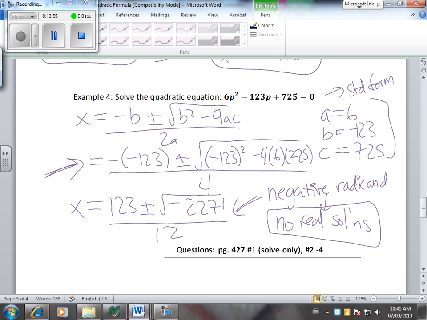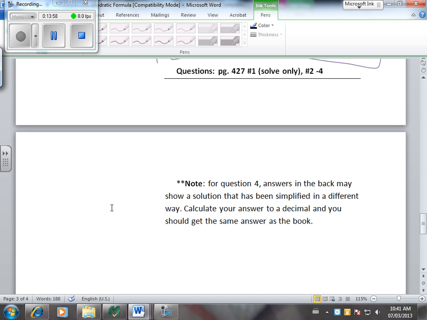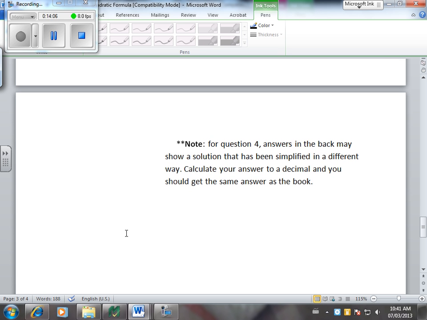Okay, so if you want to practice this, you can do questions 1 and 2 to 4 on page 427. And note that for question 4, the answers in the back may show a solution that has been simplified in a different way. If you calculate your answer to a decimal, you can see that you'll get the same answer in the back of the book.